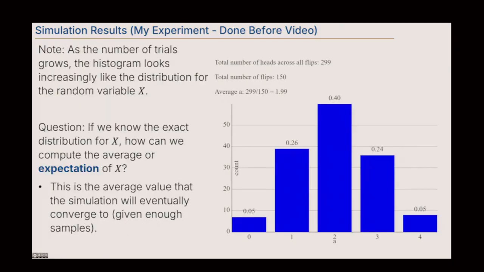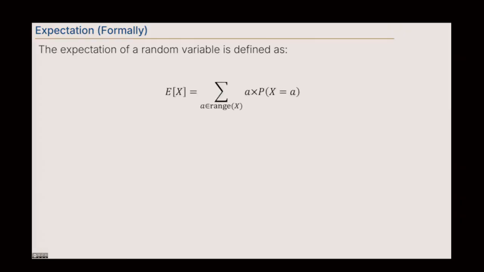Now let's suppose we knew the exact distribution for X, like the distribution you computed earlier. How do we compute the average? What's that going to look like? You can think of that as the average value you'd get if you let the simulation run forever, what it would converge to. So expectation formally is given with a formula that's natural but a little peculiar at first.